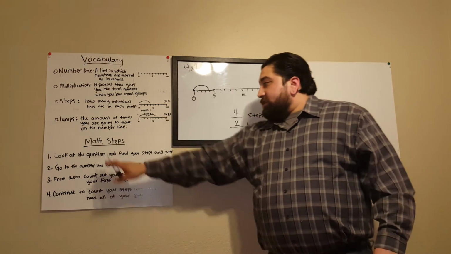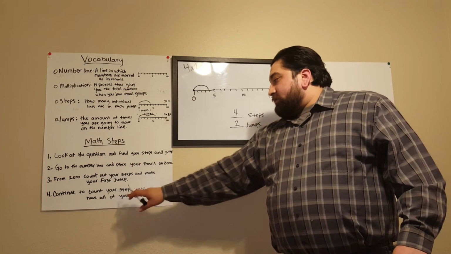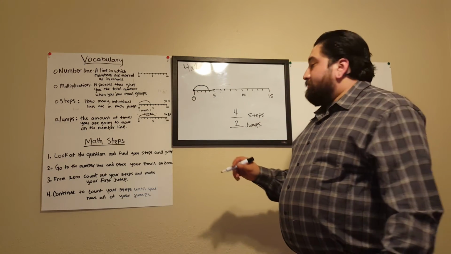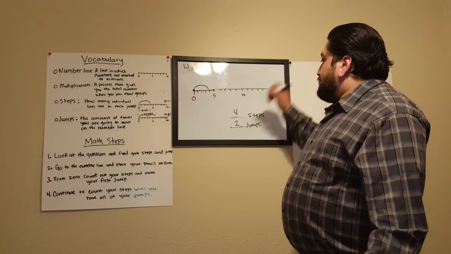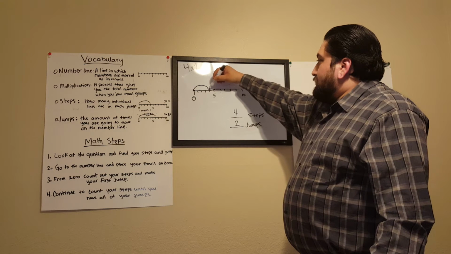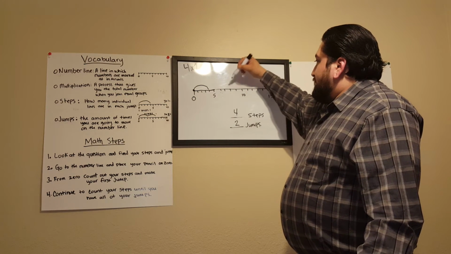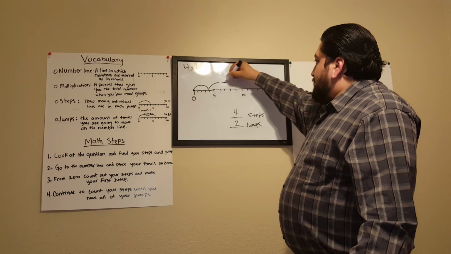Okay. We continue to step number 4. And we continue to count our steps until we have all our jumps made. So we need 2 jumps. We need 1, and we already have 1. So let's count 4 more steps. 1, 2, 3, 4. Then it's right here. And we jump.